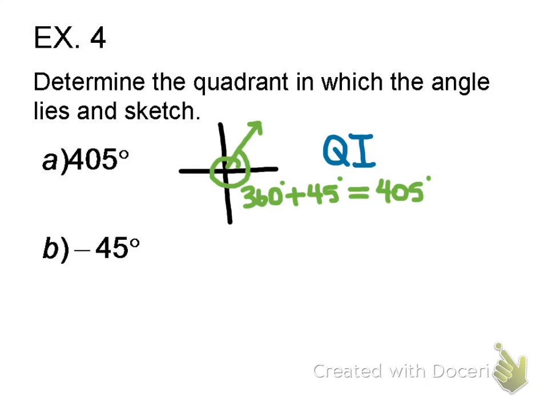Okay, same for negative 45 degrees. We're going to start this time, and since it's a negative angle, we need to go down. We're going to go clockwise this time. So negative 45 degrees is going to be about there. So we draw our ray. So that is quadrant 4 for this angle. Okay? So just remember that positive angles go counterclockwise, negative angles go clockwise.